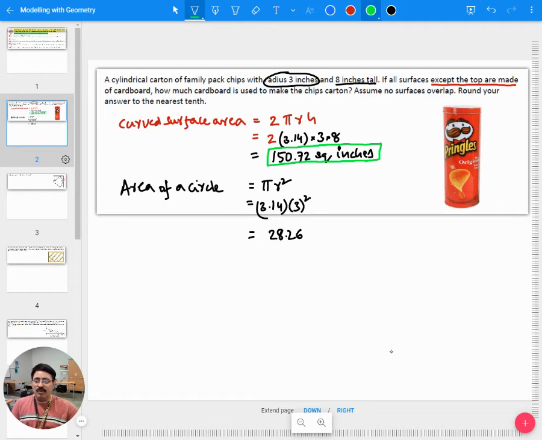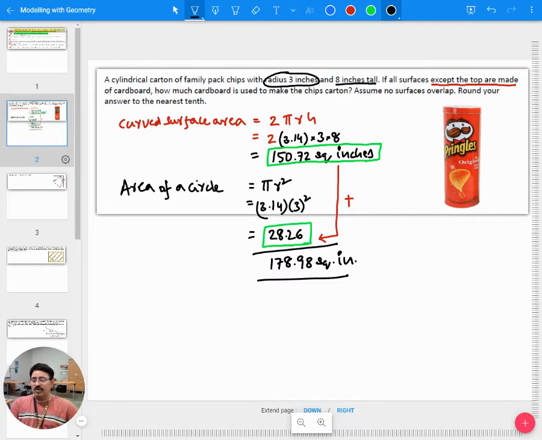So again, you have to be careful what to compute in this question, except the top. Even you might have the experience when you buy a chips tin of this kind, the top is made of plastic and the rest is made of cardboard. So this area and this area, if you sum up, then you'll get the total area. So let me grab my calculator. These two are to be added: 150.72 plus 28.26 gives 178.98 square inches.